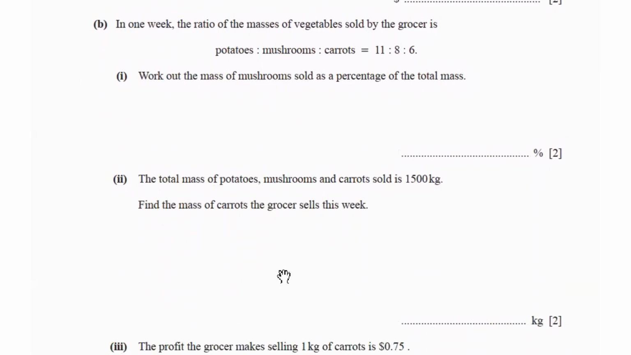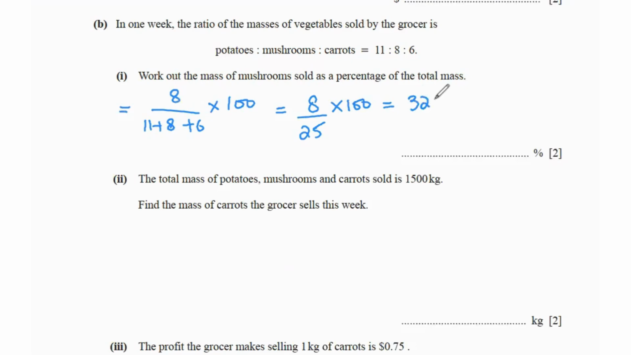Then it says, in 1 week, the ratio of the masses of vegetables sold by the grocer, potatoes to mushrooms to carrots, is 11 to 8 to 6. Work out the mass of mushrooms sold as a percentage of the total mass. So for mushrooms, it's 8 over the sum of all the values in the ratio, 11 plus 8 plus 6, and then we multiply this fraction by 100. So that's basically 8 over 25 times 100, which equals 32%.